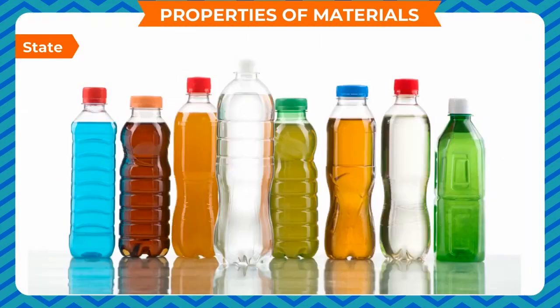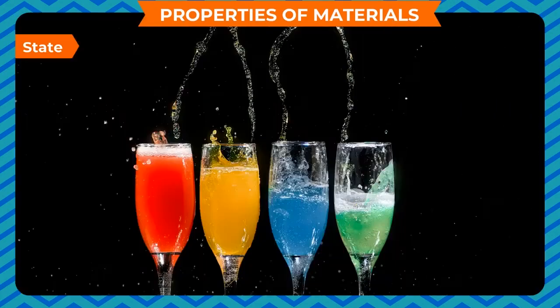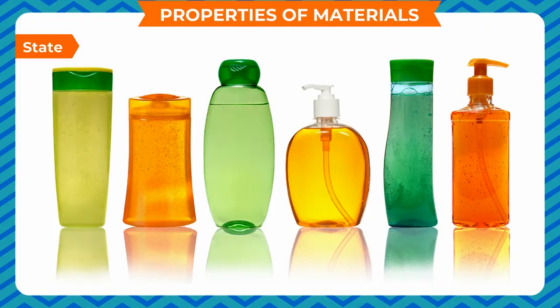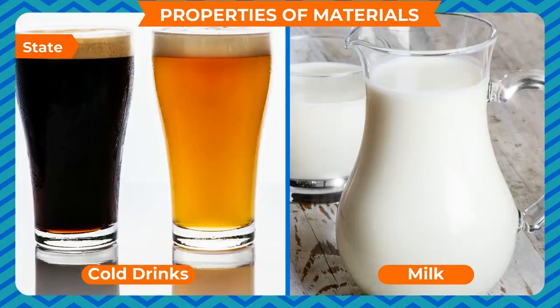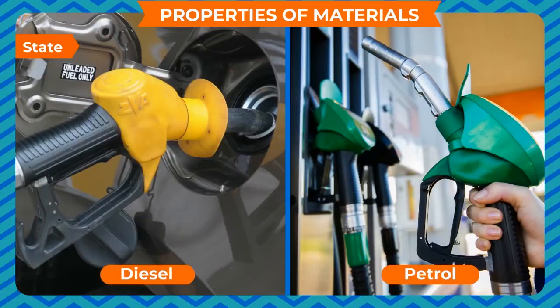On the other hand, liquids have lesser force of attraction between their molecules than in solids, so they do not have a fixed shape. They occupy the shape of the vessel in which they are filled. The volume of liquids remains the same. Examples of liquids are water, milk, cold drinks, vegetable oil, blood, petrol, diesel, etc.